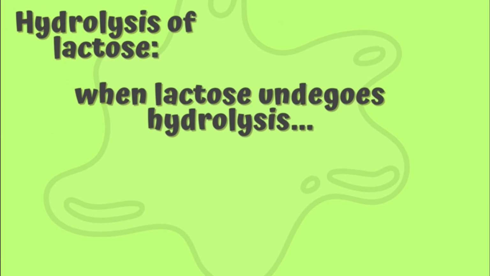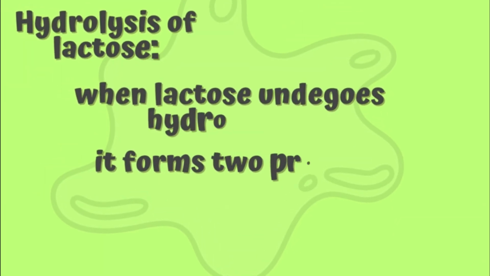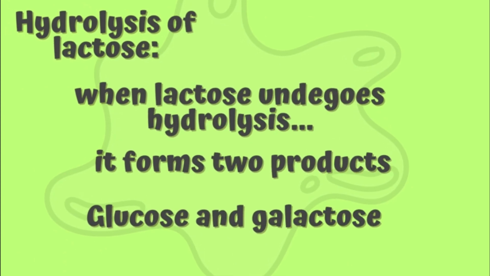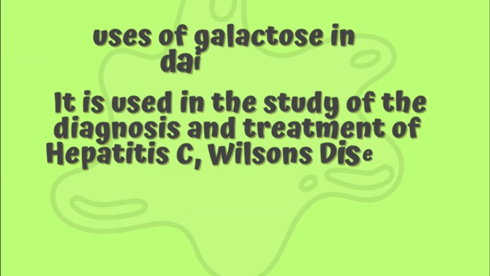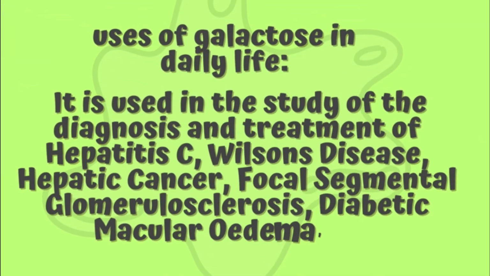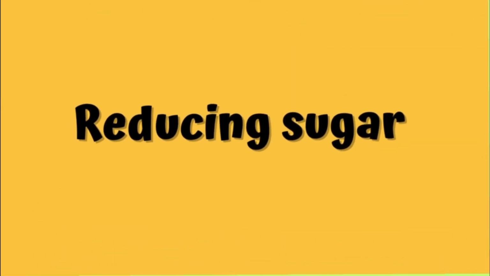Hydrolysis of lactose. When lactose undergoes hydrolysis, it forms two products: 1. Glucose and 2. Galactose. It is used in the study of diagnosis and treatment of hepatitis C, Wilson disease, etc.